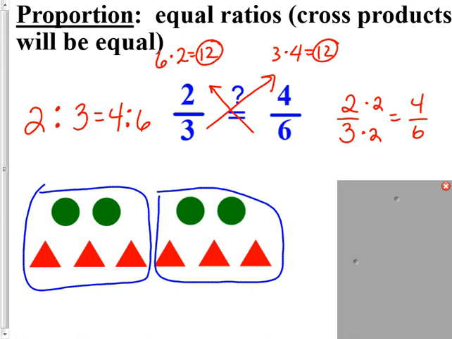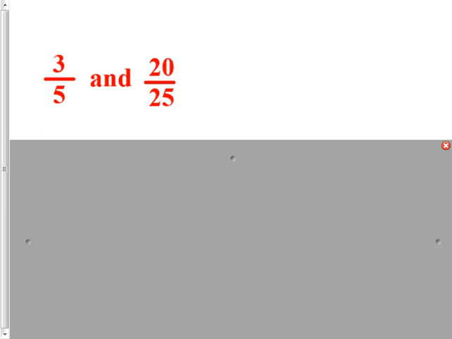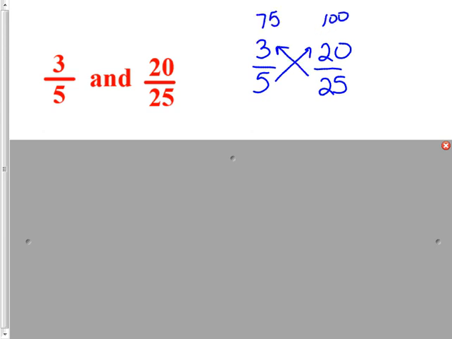So let's look at another example and see if these form a proportion. Our next example is a ratio of 3 to 5 and a ratio of 20 to 25. Do they form a proportion? Let's use our cross products method to check. When we do our cross products, 5 times 20 is 100, and 3 times 25 is 75. They are not equal. Therefore, a ratio of 3 to 5 is not equal to a ratio of 20 to 25, so those do not form a proportion.